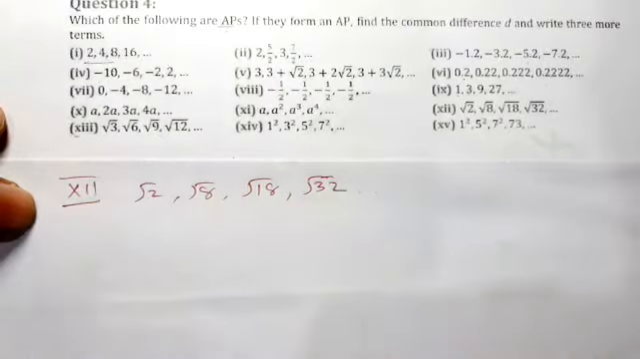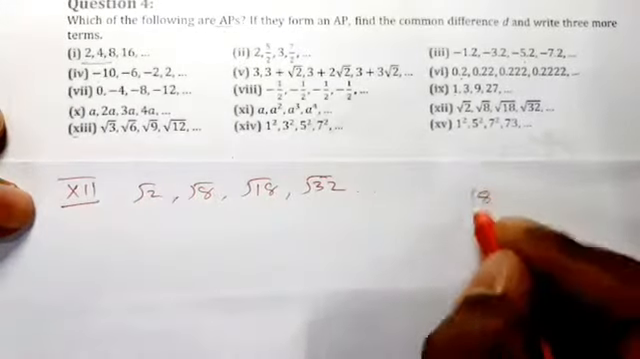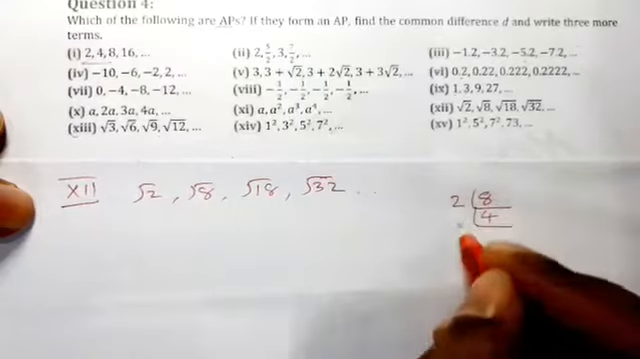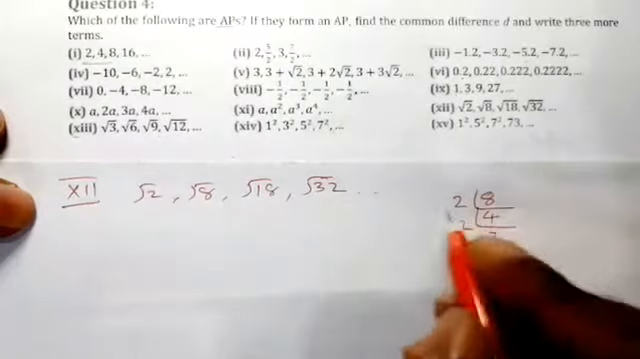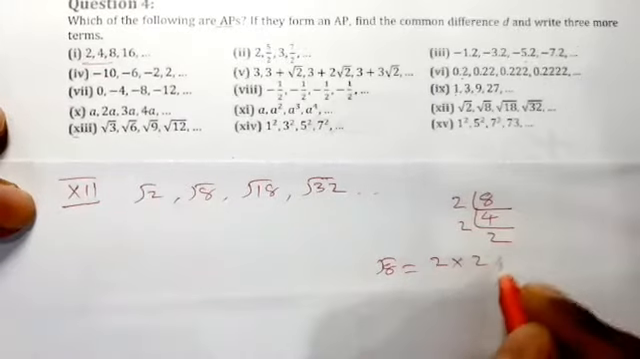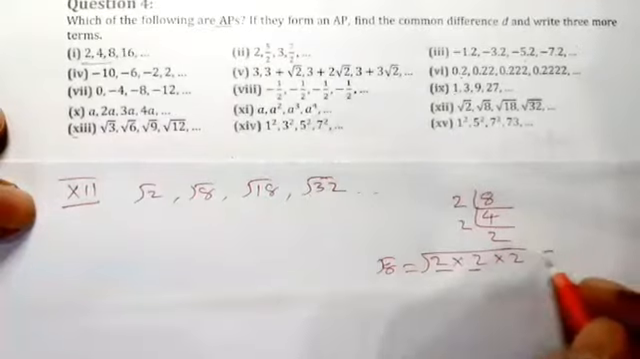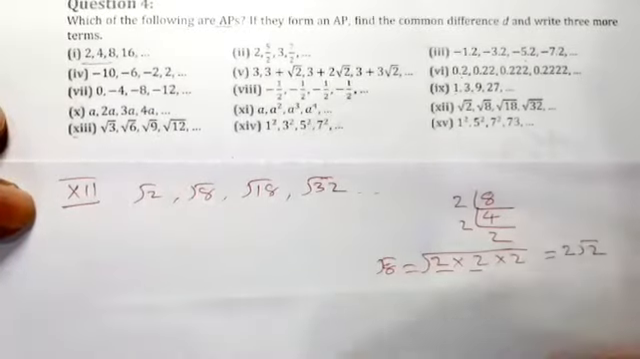Here root 2, root 8, such numbers are coming, so we have to factorize them. Here 8 can be factorized as 2 into 4, 2 into 2. So we can write root 8 as root of 2 into 2 into 2. Two like terms are coming, so that can be taken outside. So it will be written as 2 root 2.